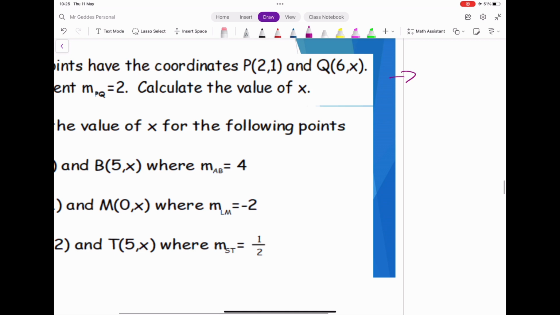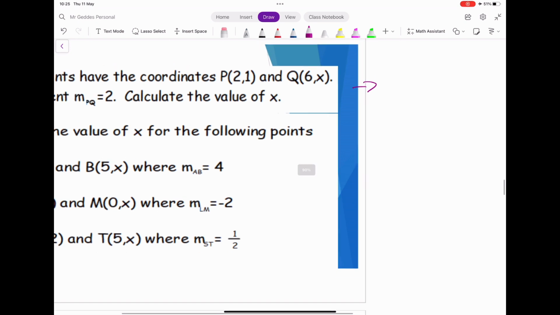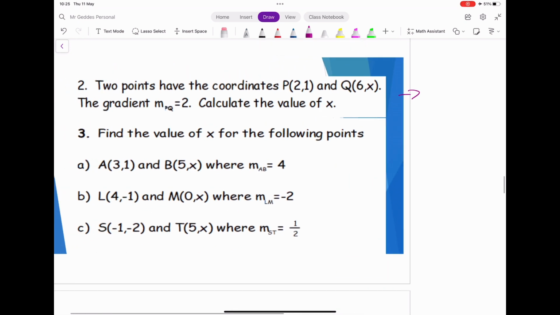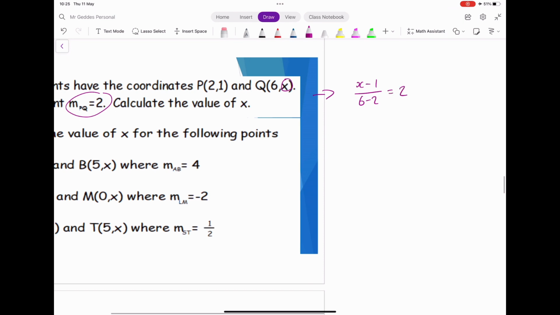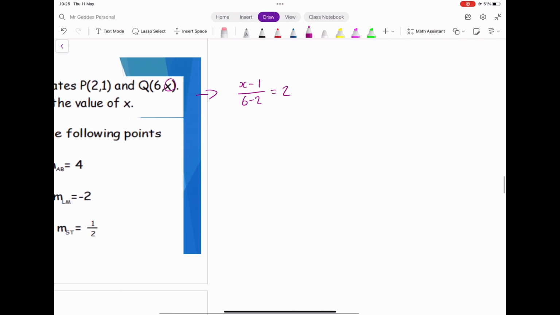Okay, so if we do this question over here, because it's a wee bit different, use the gradient formula, because we've got an x rather than a y2, and we've got the gradient given to us, so we can use all that information to calculate that missing value. x minus 1, y2 minus y1 over x2 minus x1 equals 2. Set it equal to 2 because the gradient's 2. Then we can just form a wee equation. 6 take away 2 is 4 equals 2.